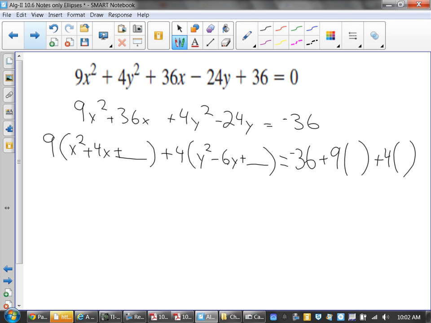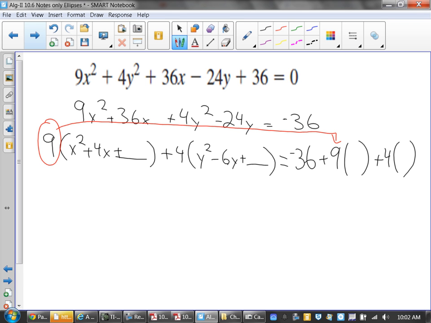Whatever you factor out on one side, make sure you automatically take it, this value 9, and place it over here. That way it's staying balanced. Okay? Does that make sense? All right. Now the completing the square portion should be easy.